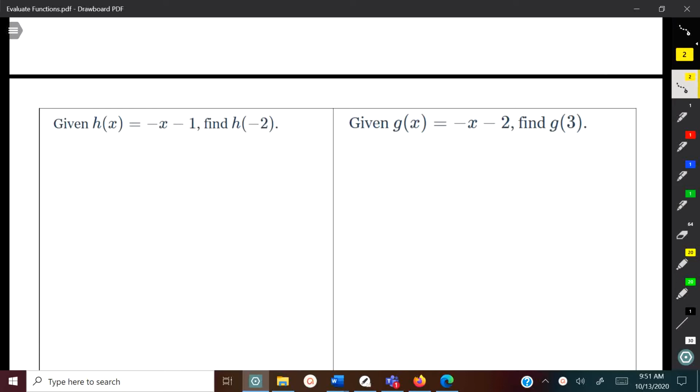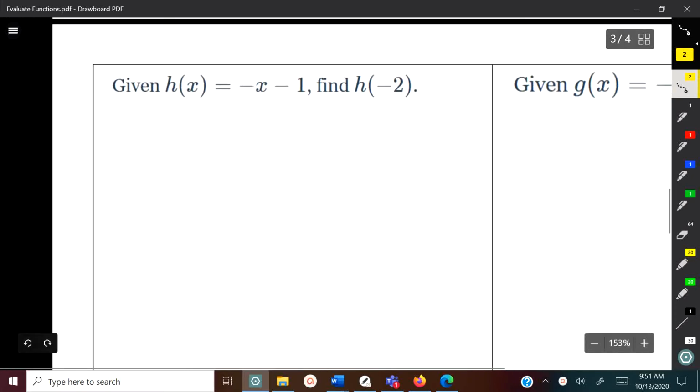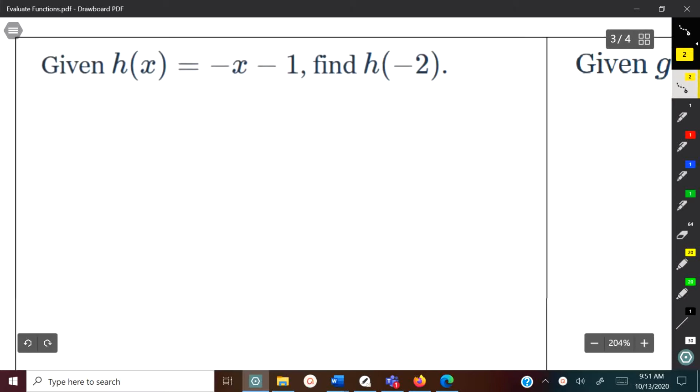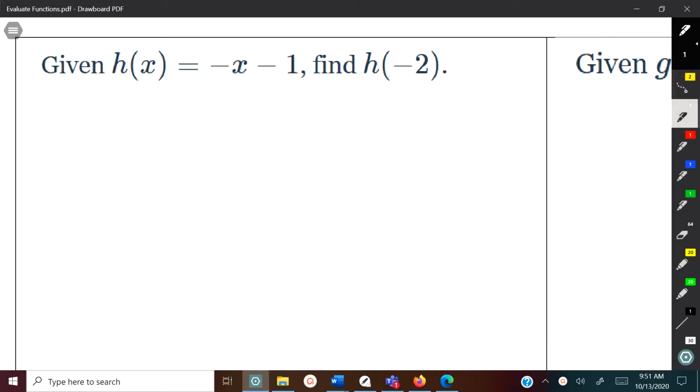So we're going to do one at a time. These are two separate problems, but let's just look at this one here. This function here, h of x. So like I said, it's a replacement for y. So we're going to plug in this -2 in for x.